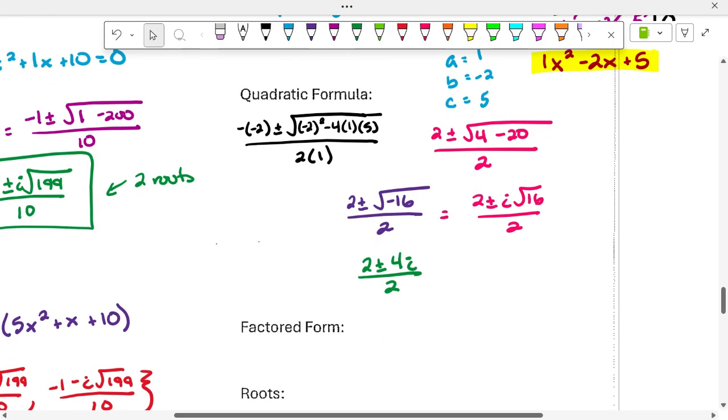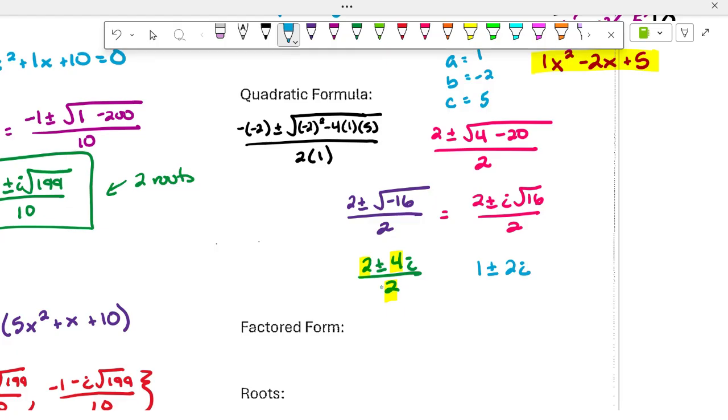Now, the radical's gone, but since we have the i there, we can't really separate it. But can't I simplify those 3 numbers? Yes, I can. So what's 2 divided by 2? 1 plus or minus 4 divided by 2? 2i. Now, since I just divide both these by 2, that means this is gone. So I don't have a denominator anymore. So this right here is my other 2 roots.